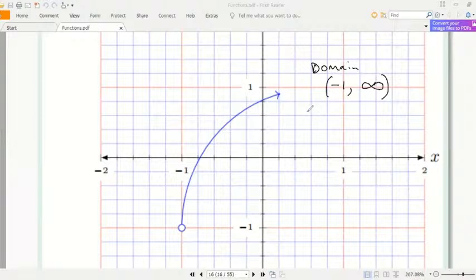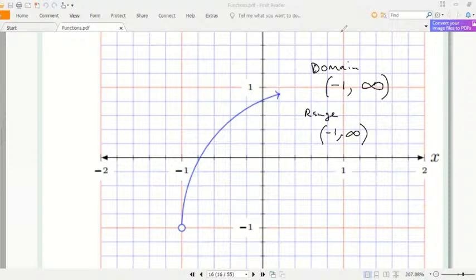What about the range? The lowest value of y. These are the values of y. The lowest is -1, which is not included. What about the highest? This graph is still going up. So the highest will be infinity, which is also not included. So this becomes the range and this is the domain.